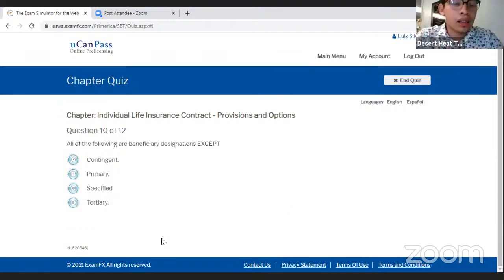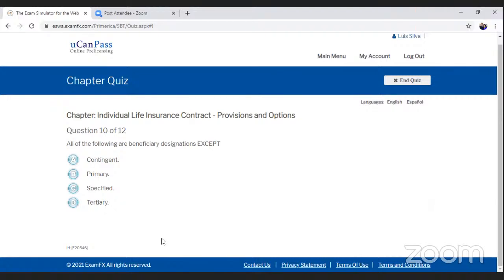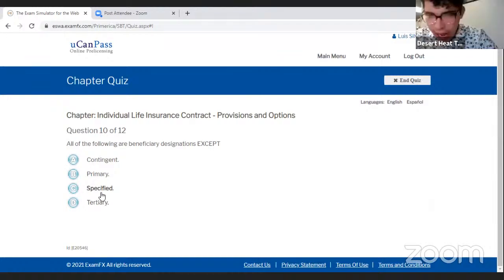Question 10: All of the following are beneficiary designations except: contingent, primary, specified, or tertiary. C, as in cat?